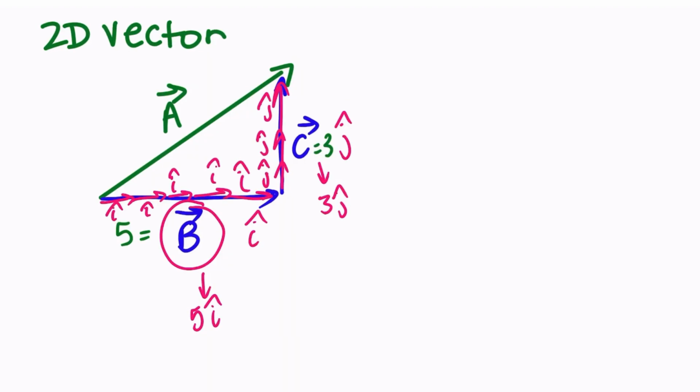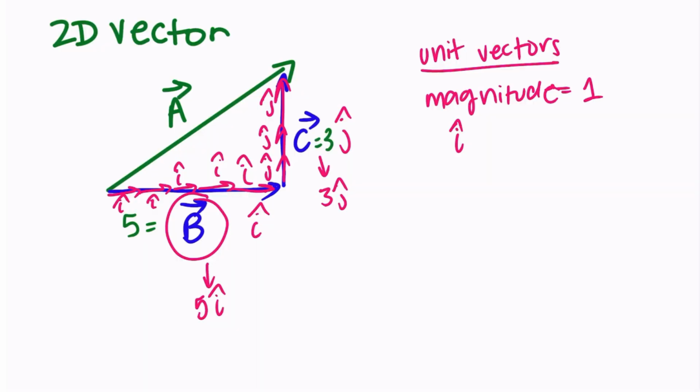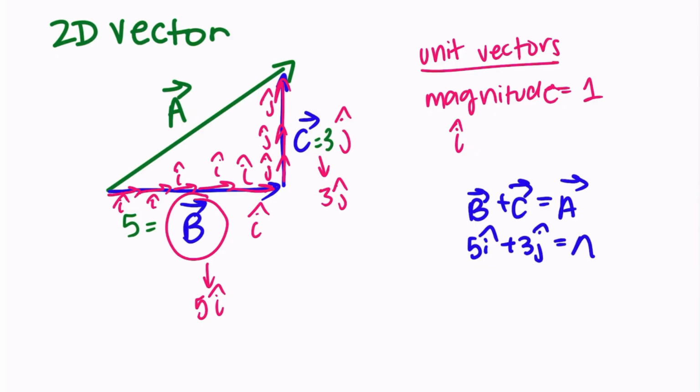I and J are unit vectors. So unit vectors means that the magnitude is 1. So since the magnitude is 1, you can show them by a hat or a caret over the vectors. Therefore, I, since it has a magnitude of 1, can be written like this. Another thing to keep in mind is that we discussed that vector B plus vector C equals vector A, therefore 5I plus 3J is equal to vector A. And this is another way that we can write down what vector A is.